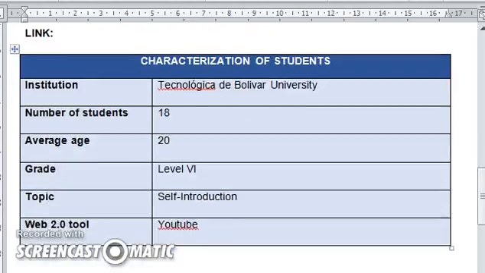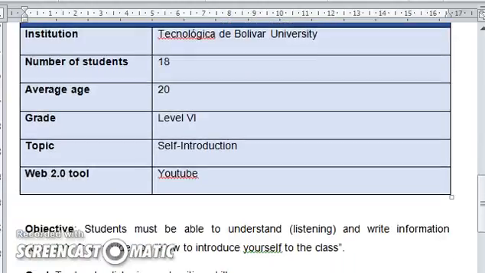It's for a number of 18 students. The average age is around 20 years old. The grade level, they are students in sixth semester. The topic is going to be self-introduction, because it is really complicated sometimes for students to introduce themselves in front of other people. So I use it as an icebreaker, mostly the first day of class.